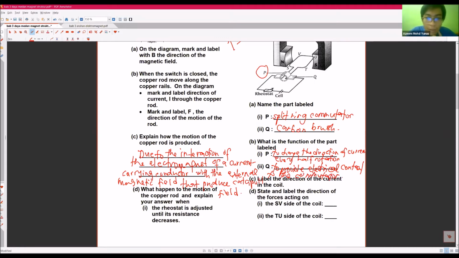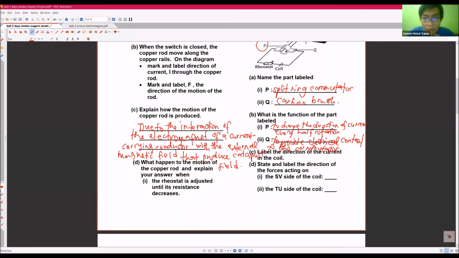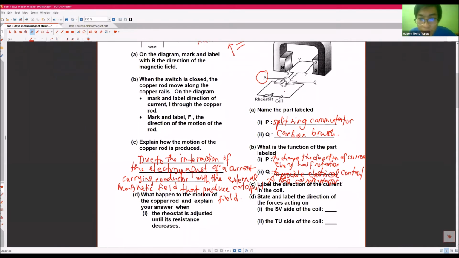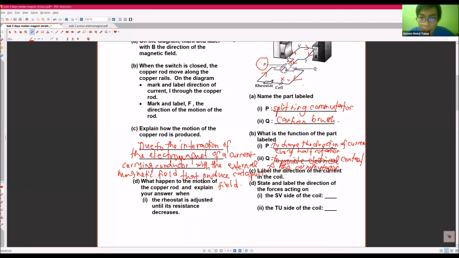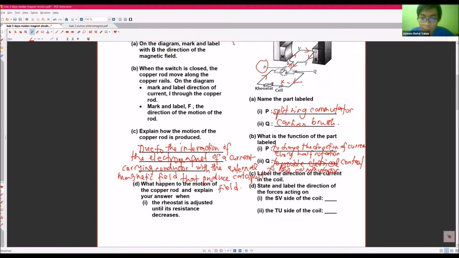Okay, label the direction of the coil. So we have positive and negative. So the direction is from here to here, so here, here, here, and here. Okay, that is the direction of current.